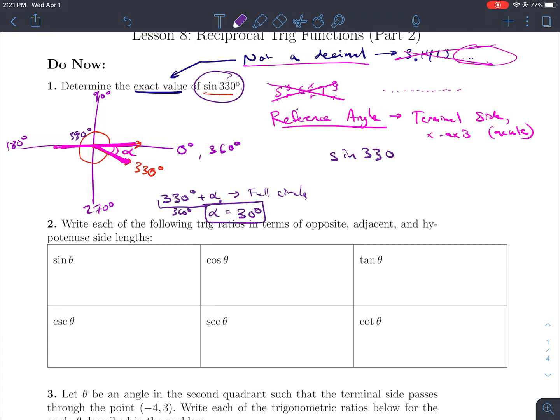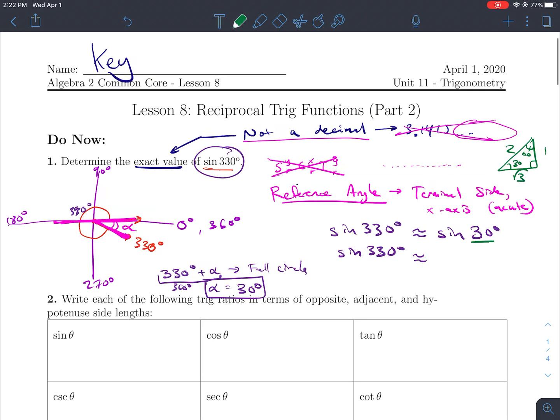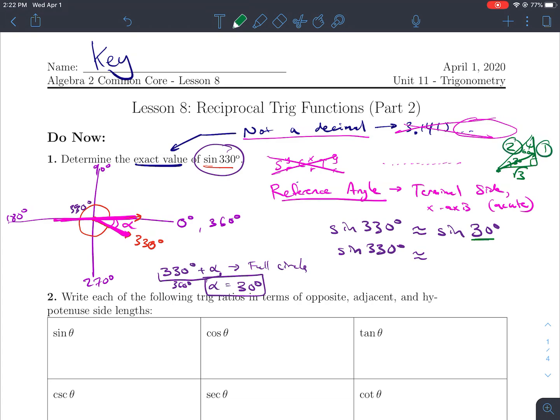So we know that the sine of 330 degrees is almost the same thing as the sine of the reference angle, 30 degrees. Now where things are different, let's not get to the difference yet. If you want to find the sine of 30 degrees, maybe that makes you think of your 30, 60, 90 reference triangle. So 30, 60, 90, 1, 2, square root of 3. So the sine of 30 would be 1 over 2.